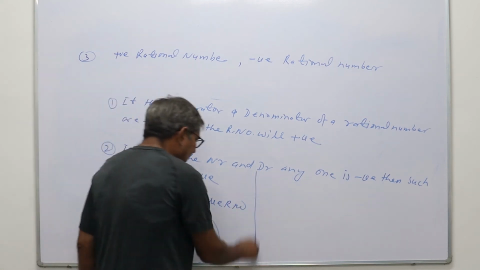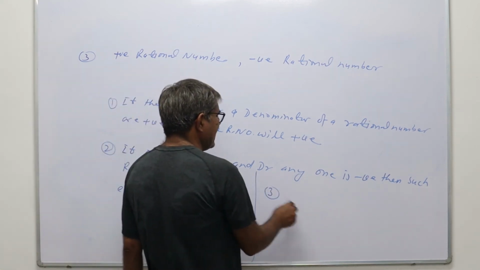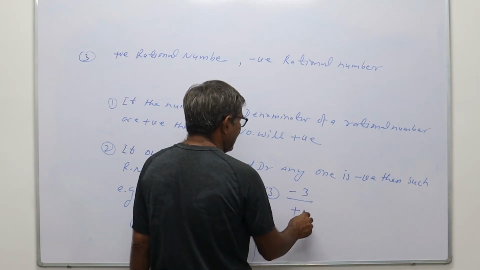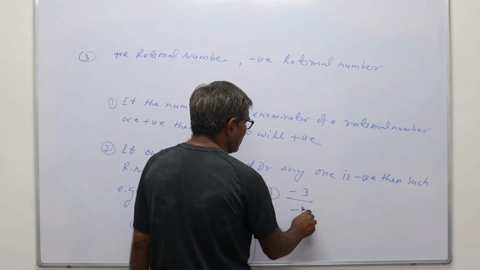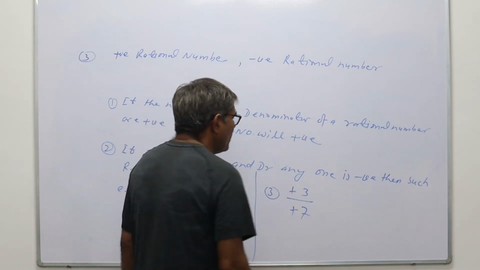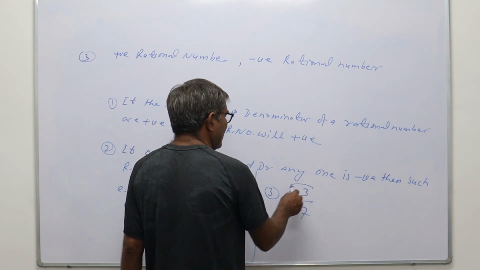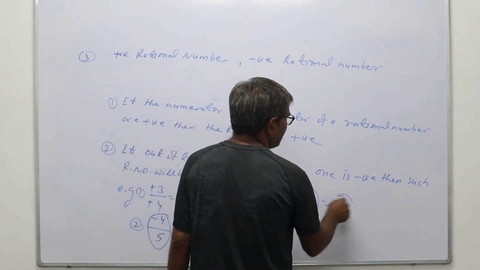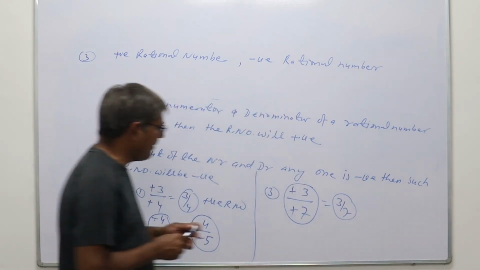And if in any rational number the numerator is negative and the denominator is also negative, then negative will be positive. So if numerator and denominator both are negative, then also it will be a positive rational number.